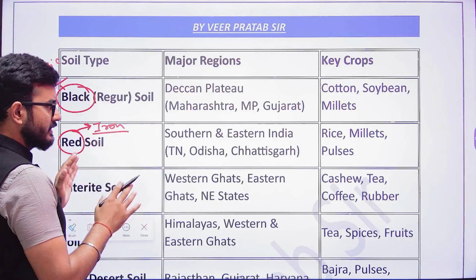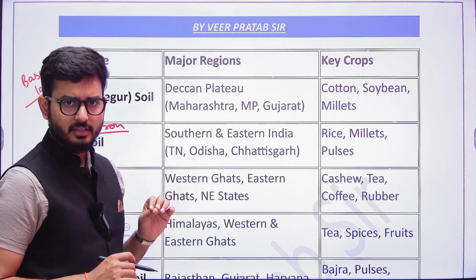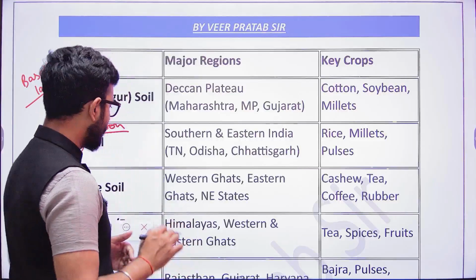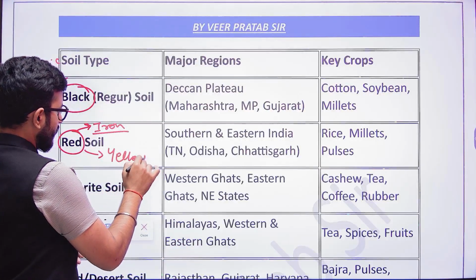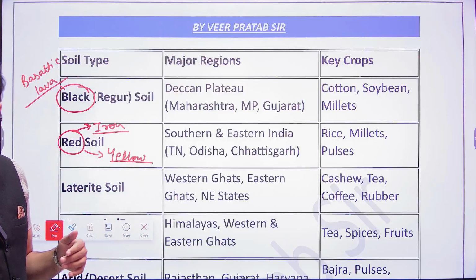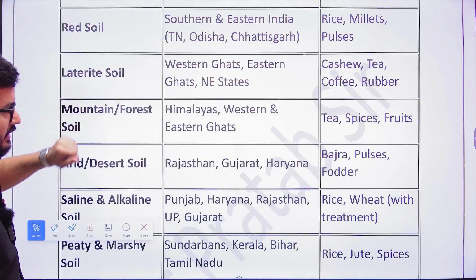Now these red soils, when they come in contact with water, when they are in a hydrated form, they convert into yellow soils. Okay, when the red soil is in hydrated form, it is going to convert into yellow soil. That is another aspect. The next one is going to be laterite soil.